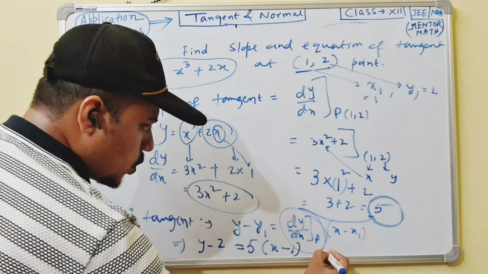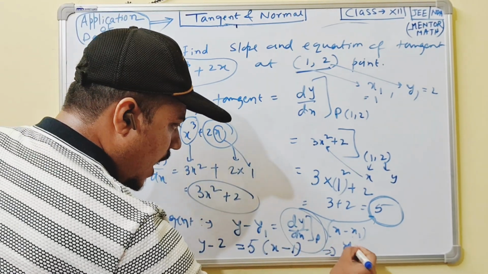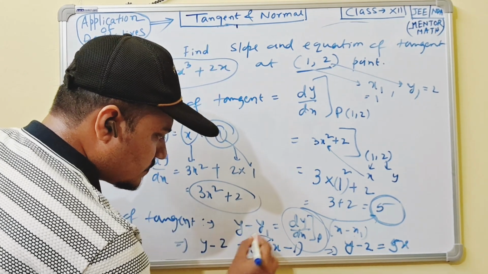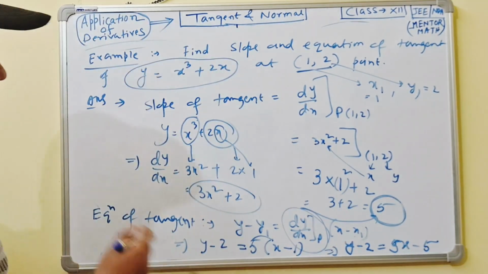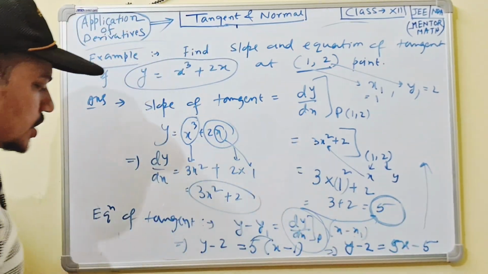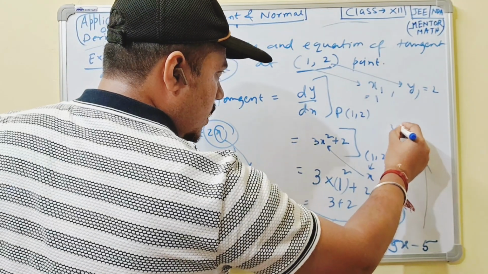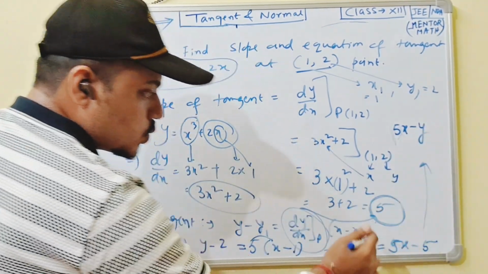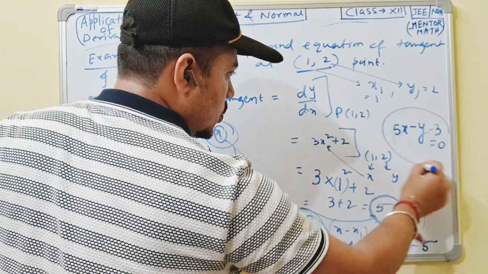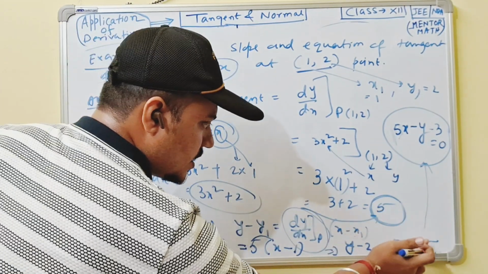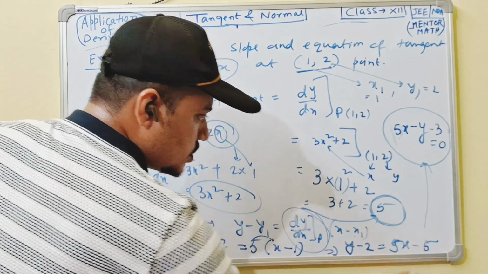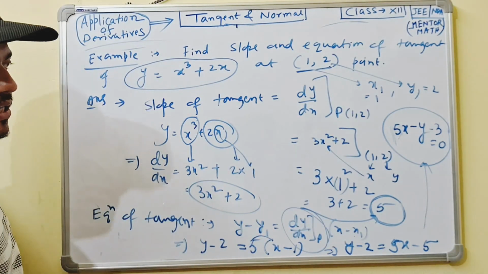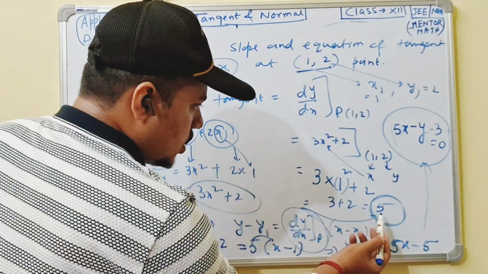With simplification, you get the equation of the tangent line. So y minus 2 is equal to 5x, 5 ones are 5, minus 5. So finally you got the solution, the equation of tangent, or you can write it this way: 5x minus y minus 3 is equal to 0. If you simplify that expression, 5x, here is minus y, then plus 2 minus 5 is minus 3. So this is your equation of tangent line, 5x minus y minus 3 equal to 0, and the slope of tangent is equal to 5.